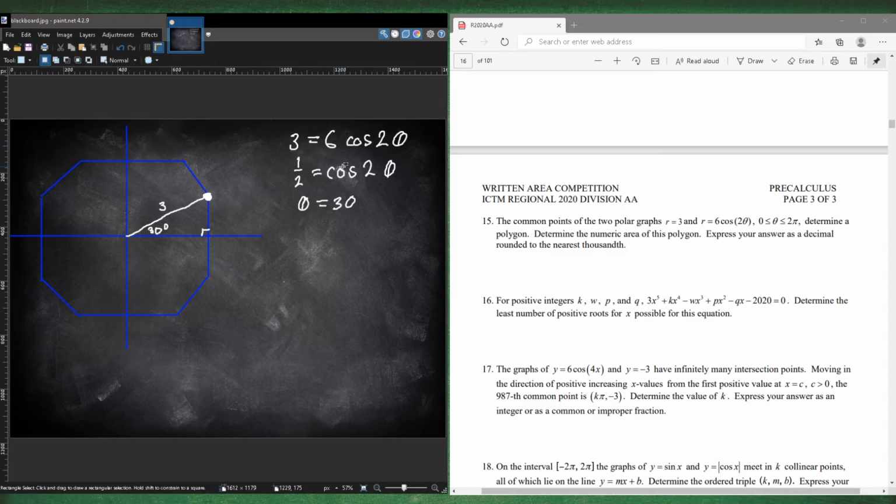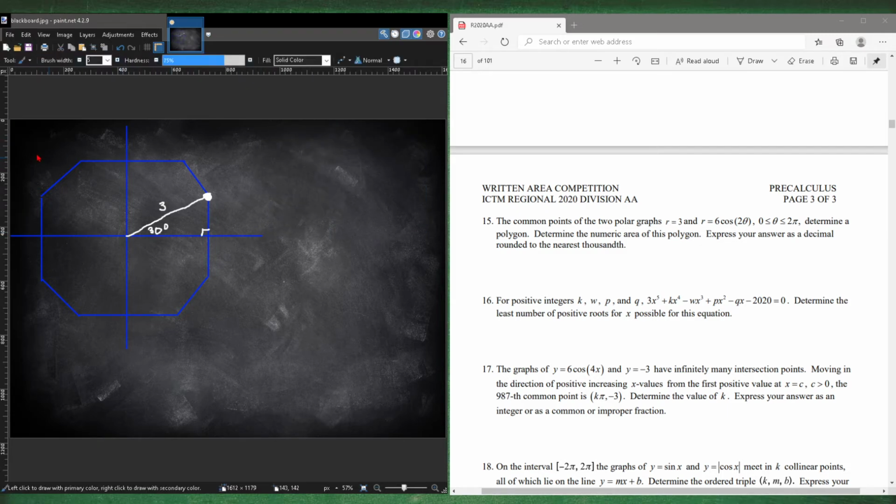So now we could find the angle measurements. This is the 30 degrees, so that means this is a 60. So this is the 30, 60, 90 triangle. So opposite of the 30 is half the hypotenuse, so this is 3 over 2. And opposite of the 60 is multiplied by square root 3 over 2. So we have 3 square root 3 over 2 and 3 over 2.